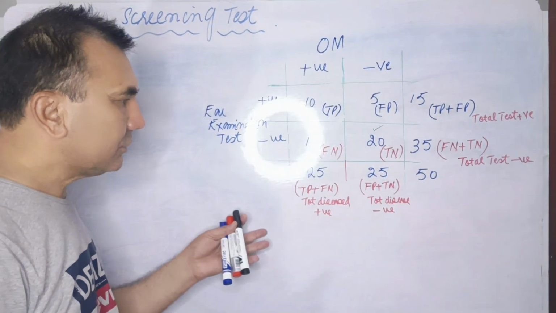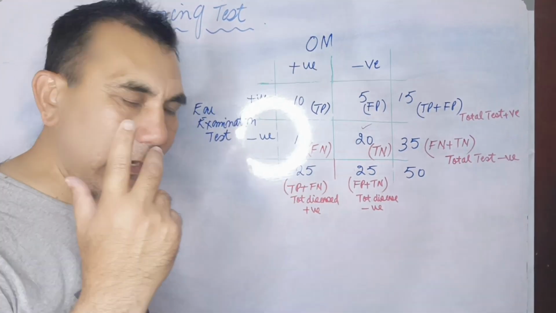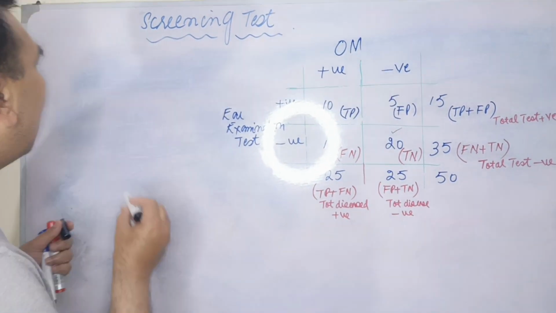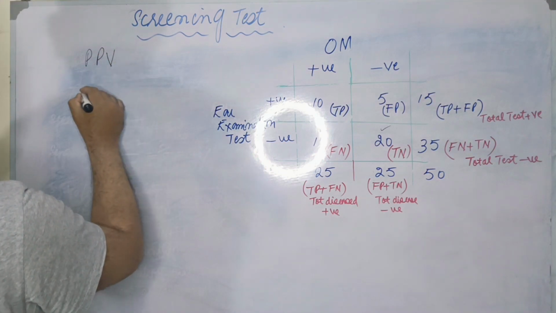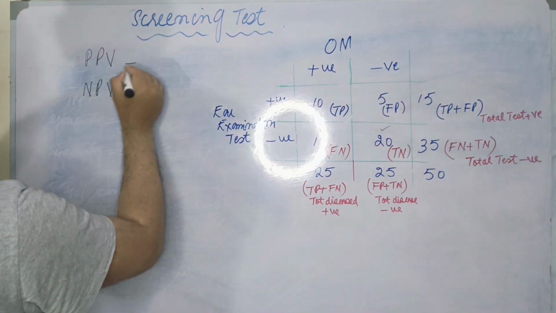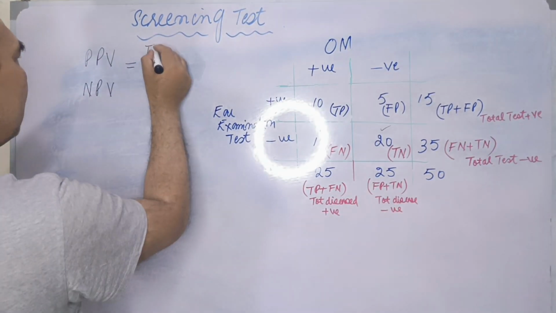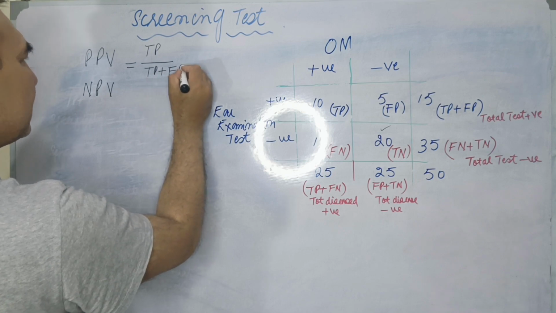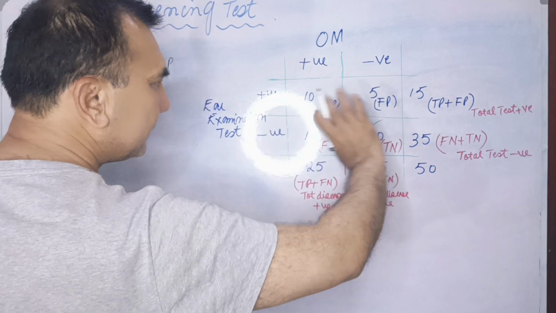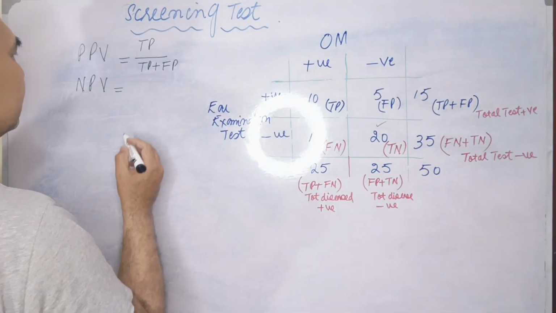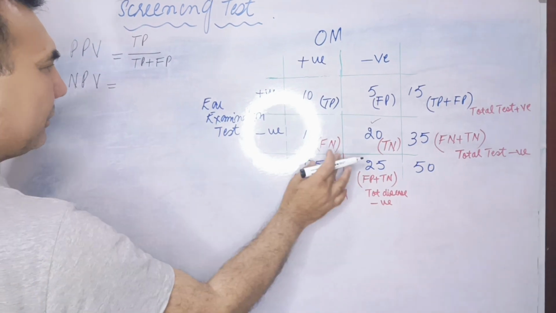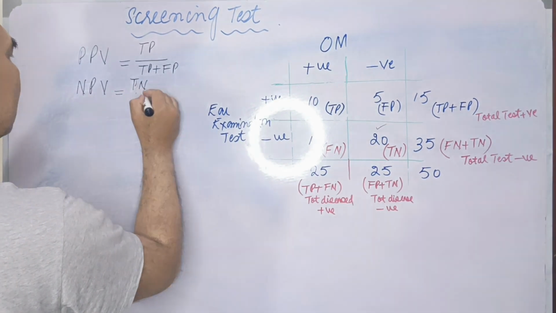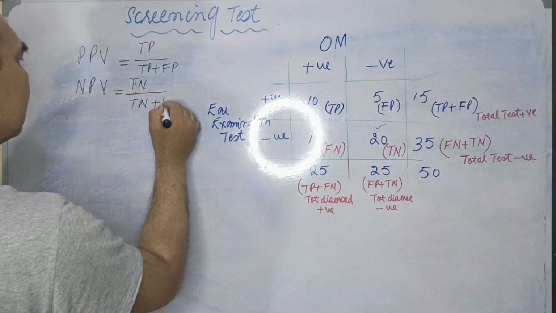Okay, now let's go on to learn other important terminologies in the screening test. These are called PPV and NPV. The formula for PPV is true positive divided by true positive plus false positive. We will calculate it in the row way. And the negative predictive value is true negative divided by true negative plus false negative.